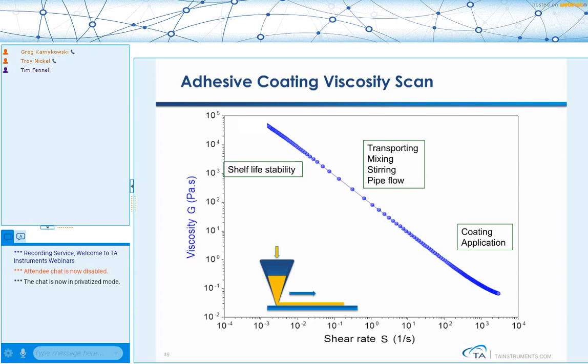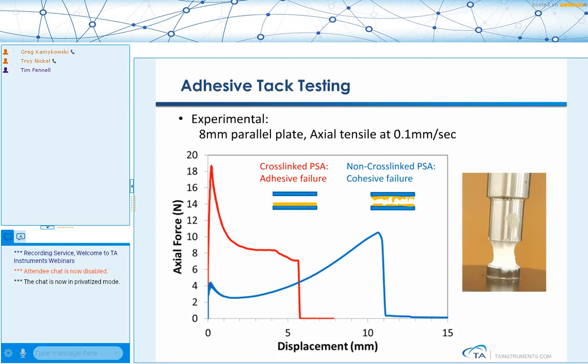When we go into the mid-range between 1 and 10 reciprocal seconds, that correlates to things like transporting, mixing, stirring, and pipe flow. And then most of the time when we apply these adhesives, that's done at a very high shear rate. So we're going to look in the region of shear rate of perhaps 100 to 1,000 reciprocal seconds.